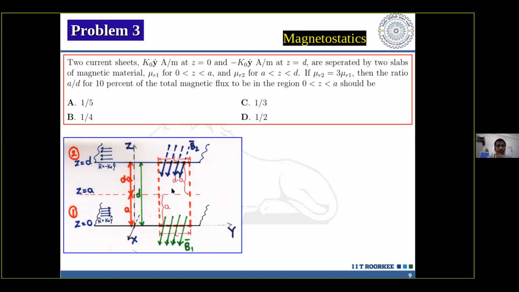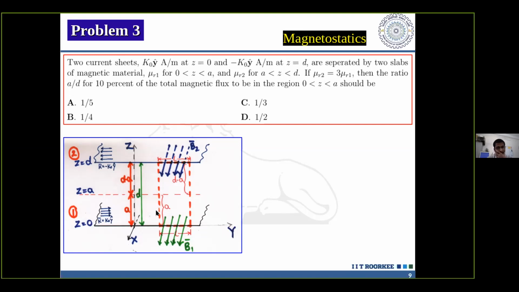Now, in this case, the magnetic field will be two times the magnetic field due to one plane. Why two? Because again, the magnitudes are the same due to both. So two times the magnitude of the same plane, one plane.